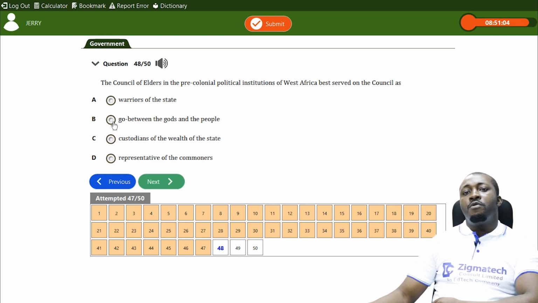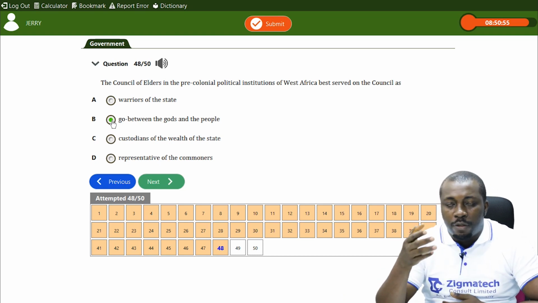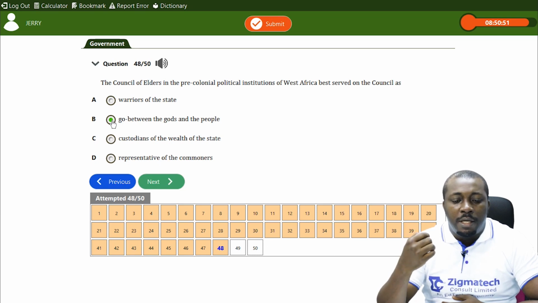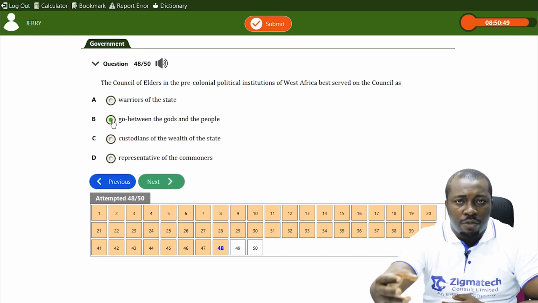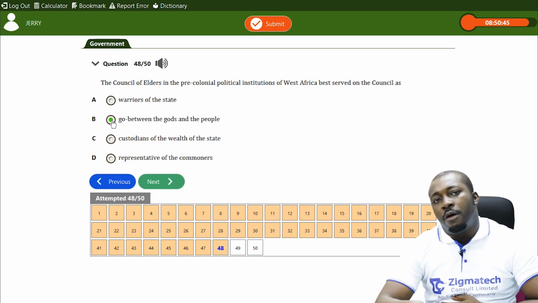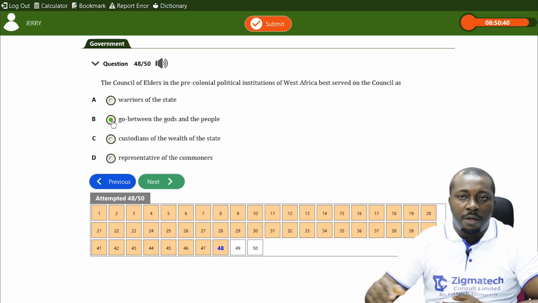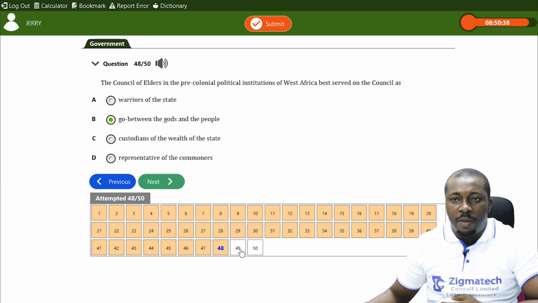Rather, they were the go-between the gods and the people. Now, what do we mean by that? Remember, if you look at the functions of the age grade, the Council of Elders, you'll see that they perform ritual functions to appease the gods on behalf of the members of the community. So that's why they serve as a go-between between the gods and the people.